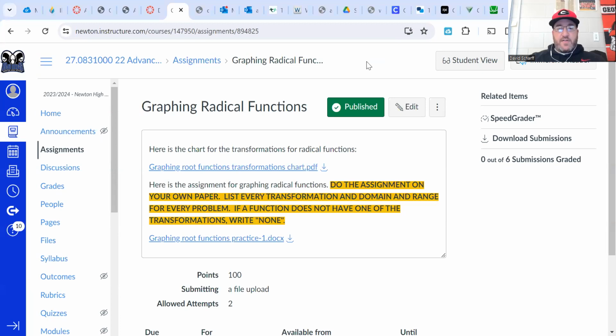All right. So we're in our graphing radical functions assignment. Again, we did a brief thing in notes in class. I'm not even going to show you all that. The main thing we're going to look at is this chart of transformations, which I'll have to copy down and is here in the assignment.